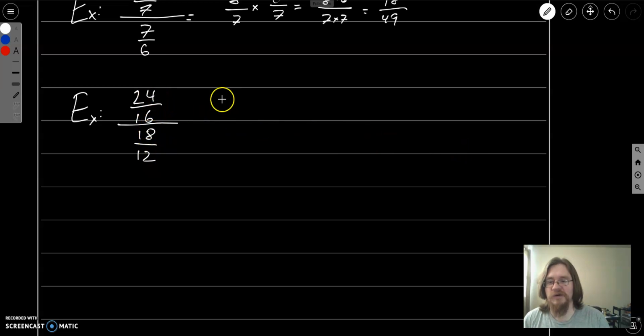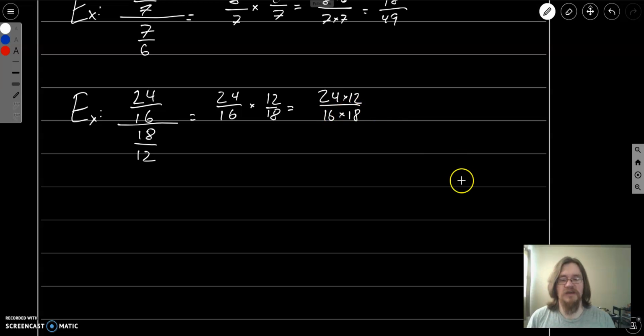And then the last example that we'll do of division, this is just going to be 24/16 divided by 18/12. So here, just write all this down. Again, dividing by 18/12 is the same thing as multiplying by 12/18. So here we'll get 24 times 12 on top and 16 times 18 on the bottom. So thus far, this is all we've had to do to divide these fractions. And then the last part is just reducing it.